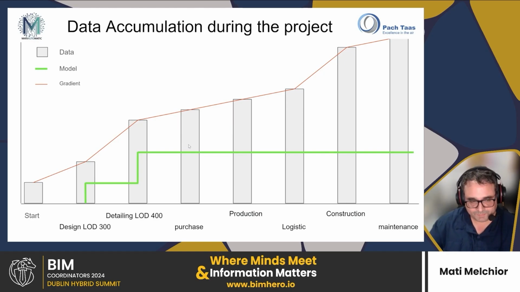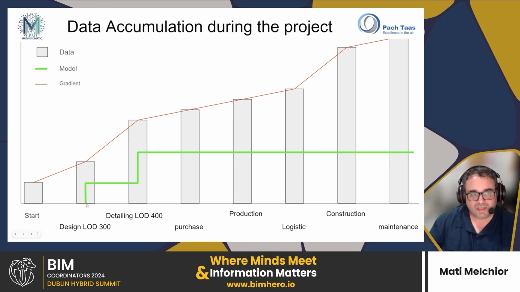When a project starts, we start to receive information, design information or parameters of the customer, what you want to do. And then over time, more and more information accumulates. We make design, we make detailing at LOD 400, because most of the time we do production or prefabrication, that is very important. And over time, until the maintenance, we do the process.